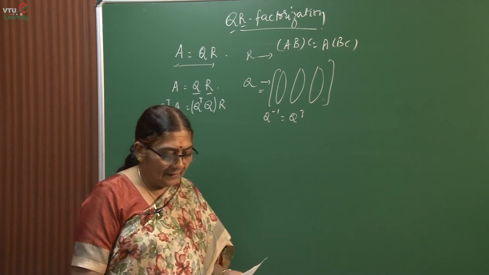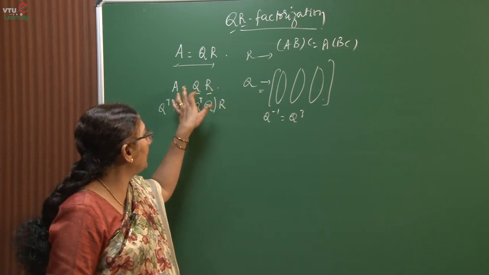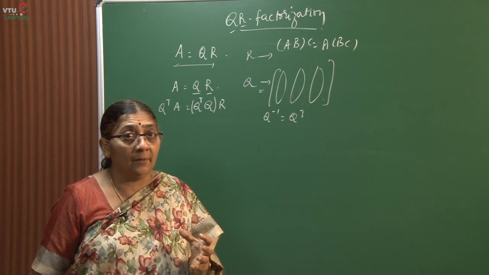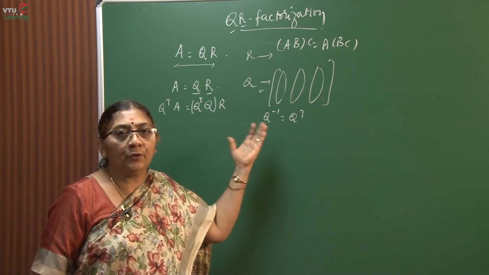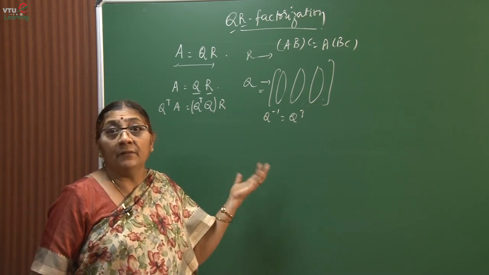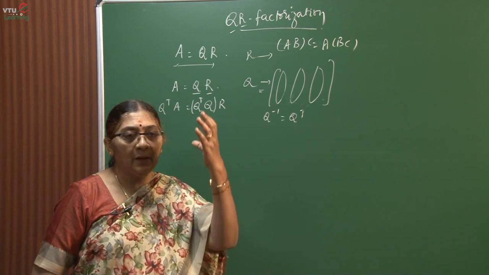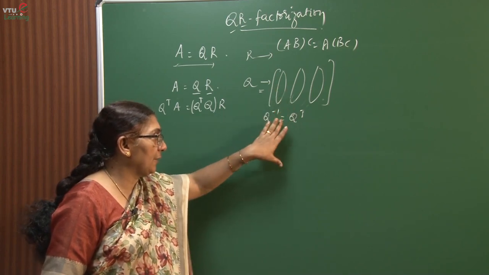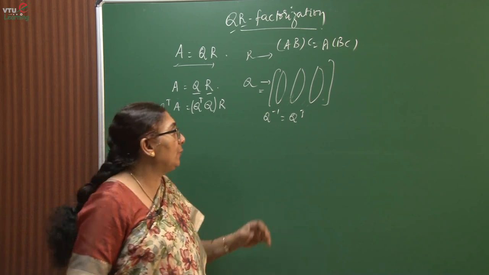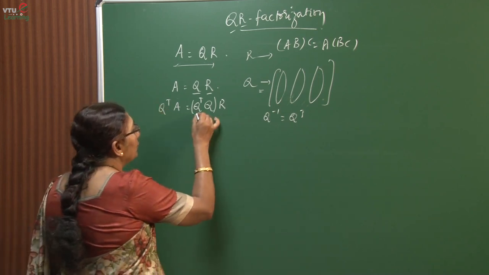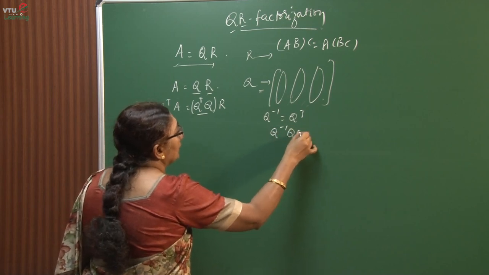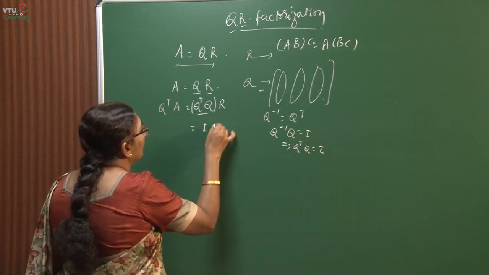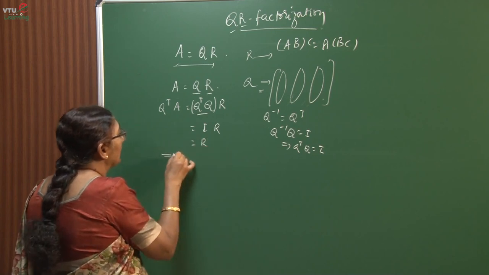Because each of the columns of Q is a normalized vector column, these are orthonormal vectors. Whenever a matrix is formed from orthonormal column vectors, the inverse of that matrix is nothing but its transpose. Therefore, Q inverse is equal to Q transpose. Now you know that Q inverse into Q is I. That implies Q transpose into Q is I. Then I into R, where I is the identity matrix, gives us R. This implies, what is the R formula?